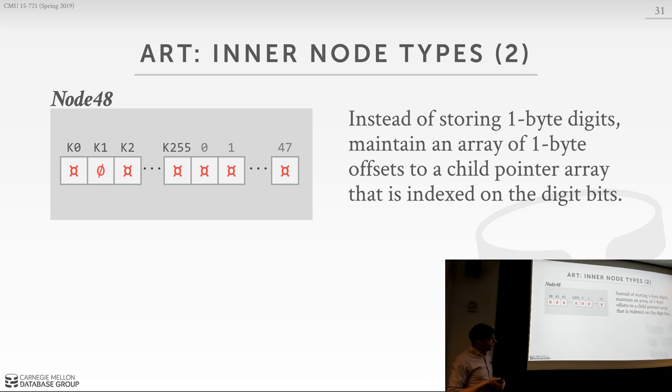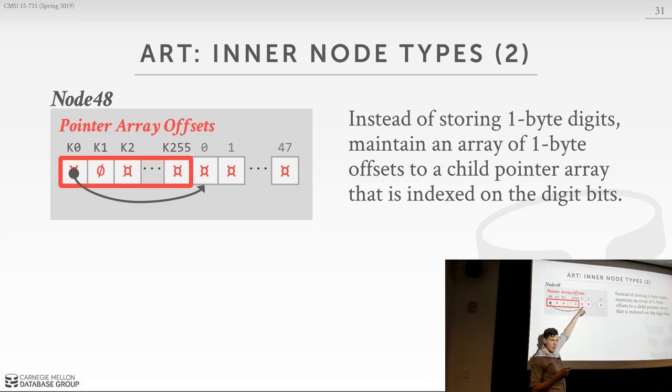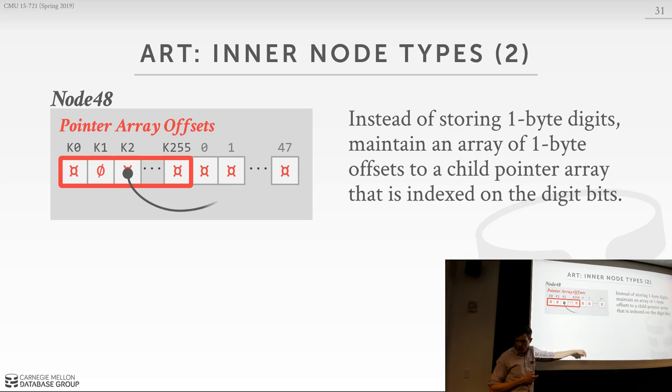In ART, instead of actually storing the values of the digits, as we did in the previous one, we're just going to have a 256-length array of pointers that then point to offsets within our child pointers over here. Because we only need to store 1 byte, so 8 bits, to know what offset to jump into this array, we don't have to store a full 32-bit or 64-bit pointer for this array here. So the size of this thing is actually quite small.